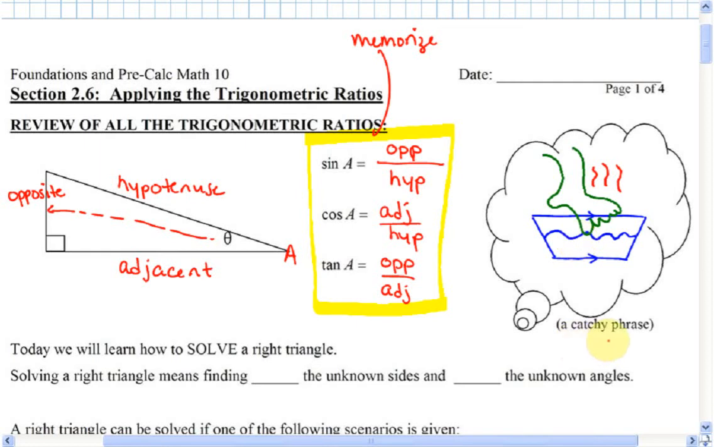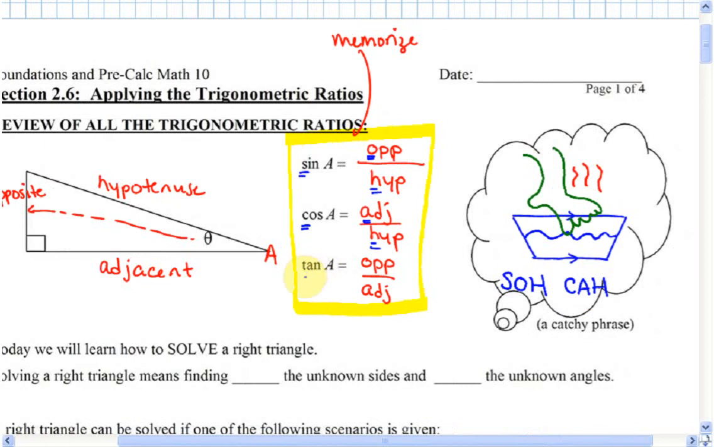Now, where does this catchy phrase come from? Let's take a look at the first letters of everything. S, O, and H. So I'd like you to write this down. S, O, H. And then you have C for cosine, C, A, H. And then the last part, the tangent, is T, with the O and the A. T, O, A. What does this say? Sohcahtoa. And then the sizzle is the ah.